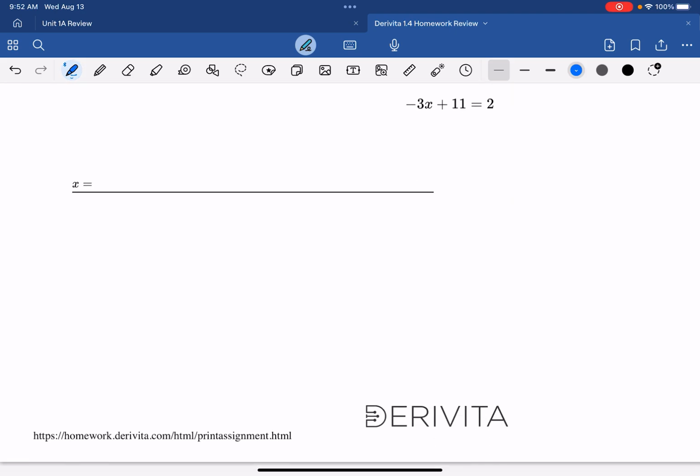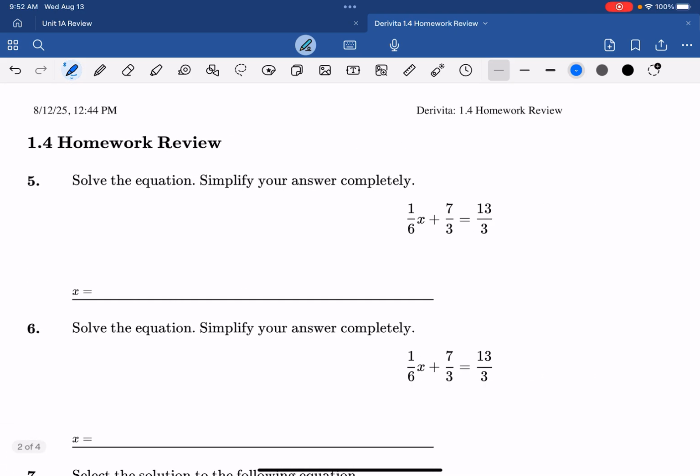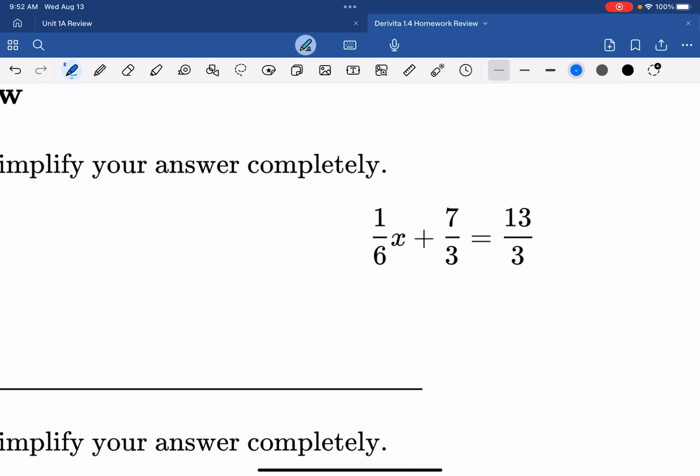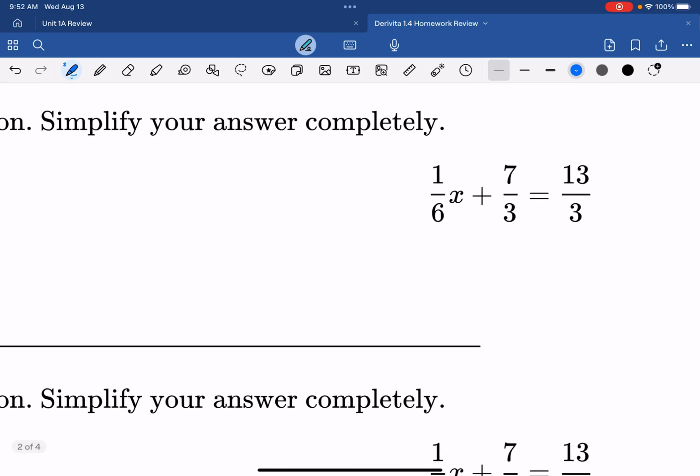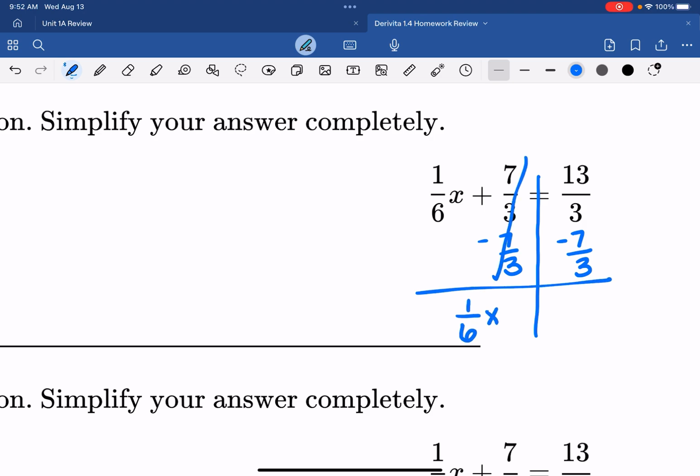We're going to go to the next page now. So question 5 and 6 are just like question 3 on your quiz. So you'll have a fraction one. I'm going to subtract 7/3. Okay, so I got 1/6 x equals, this is 6/3, which is the same as 2. So I'll just put 2. I'm going to multiply by the inverse to get the x by itself. So I know that x equals 12.